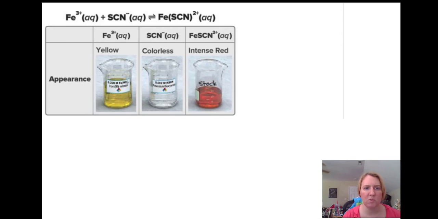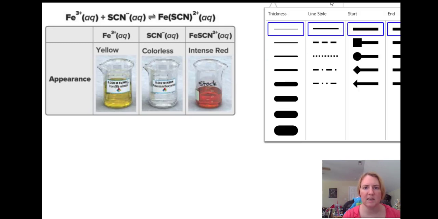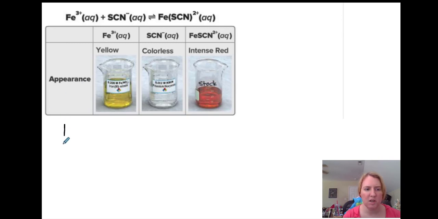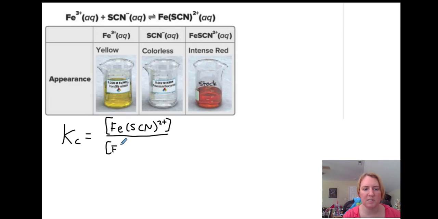Once we have determined what the equilibrium concentrations are of each of these species, then we can calculate what Kc is. Kc is the equilibrium expression. So for this following reaction, it's products over reactants. So our products is the iron 3 thiocyanate concentration over our reactants, which is the iron 3+ ion and the thiocyanate ion.